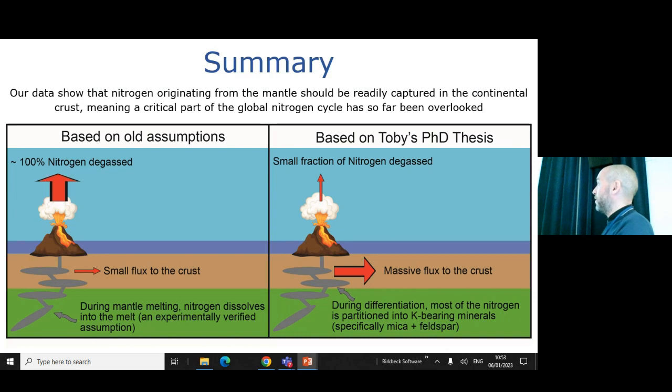And therefore, the flux of nitrogen into Earth's crust has been massively underestimated, and the flux of nitrogen into Earth's atmosphere is massively overestimated. And this just explodes a plethora of questions and variables that we need to constrain, and we hope to.